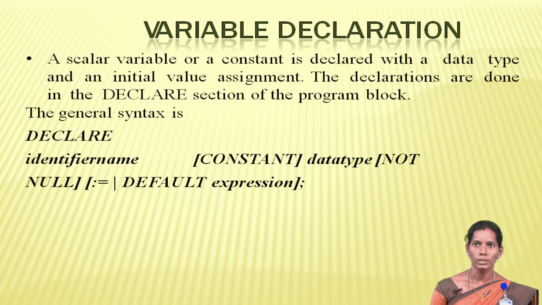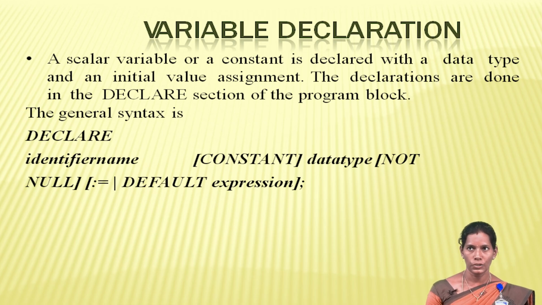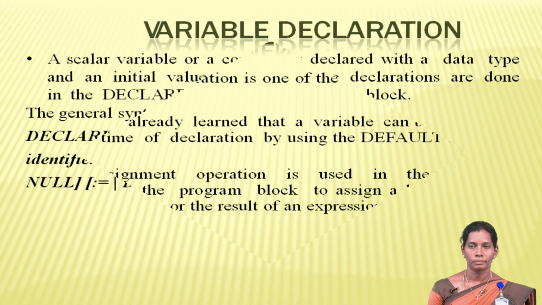PL/SQL uses the %TYPE attribute to anchor a variable's data type. Another variable or a column in a table can be used for anchoring. The general form is: variable name, type attribute, percentage type, value assignment.